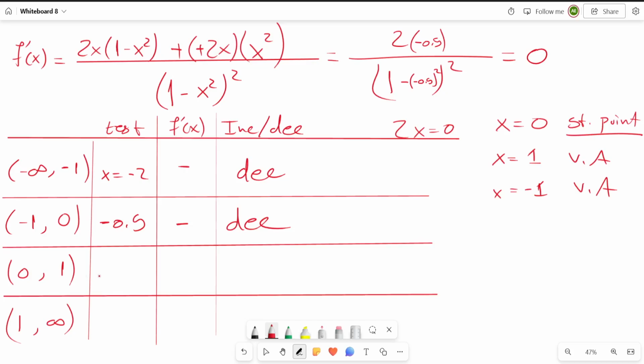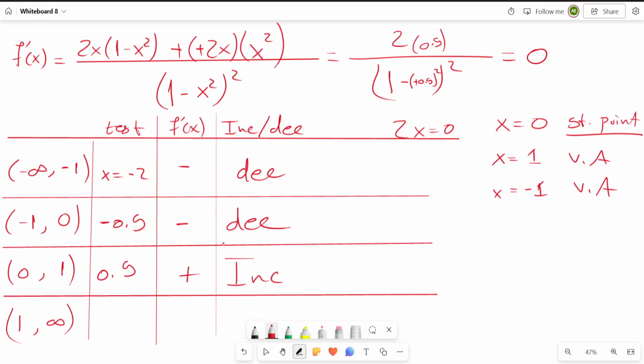So let's check. Let's take 0.5 over here. So I'm going to have 2 times 0.5 over 1 minus 0.5 squared, all to the power of 2. This is indeed going to give me a positive answer, which means that the function is increasing over here.